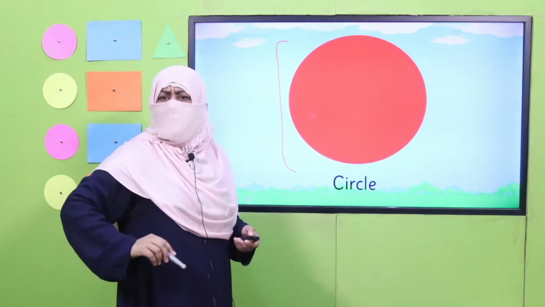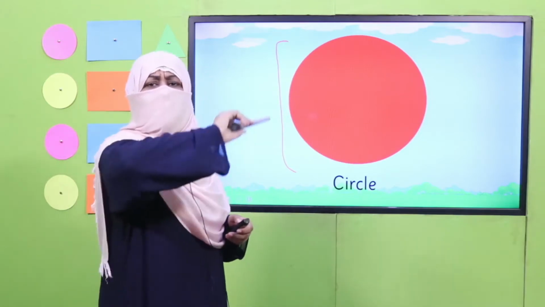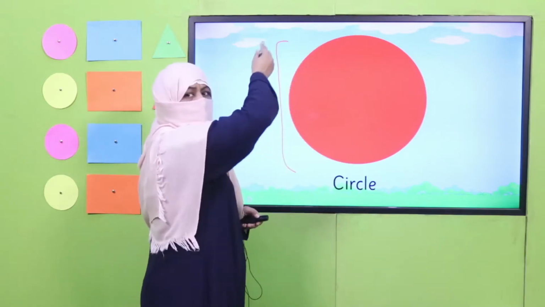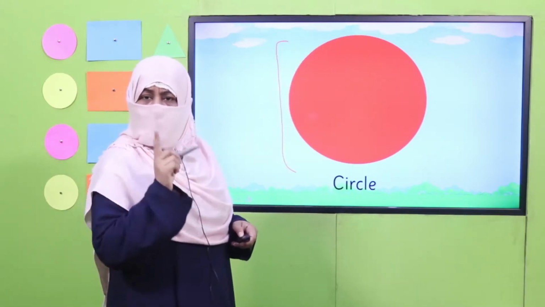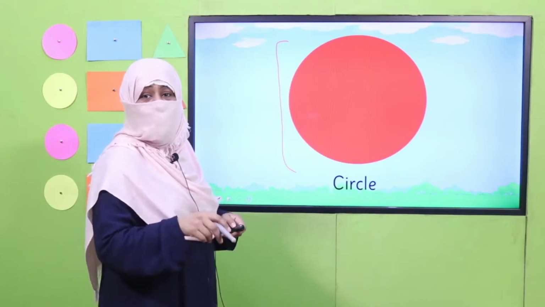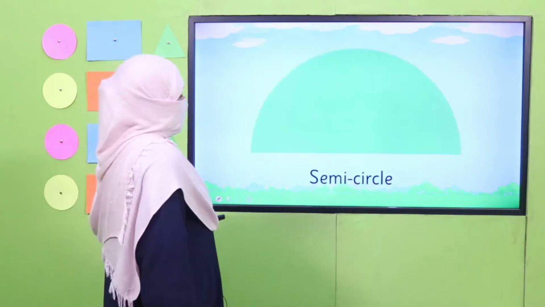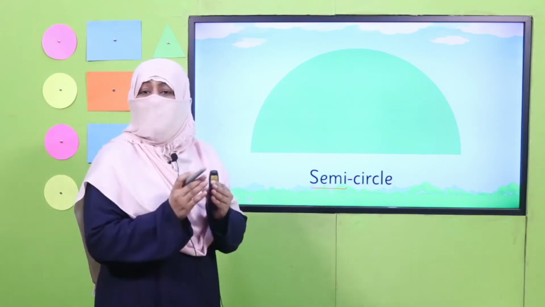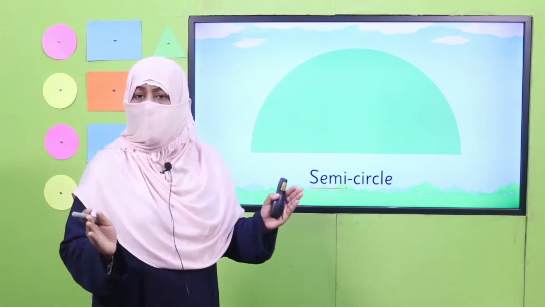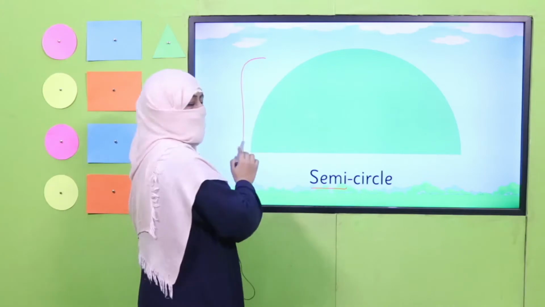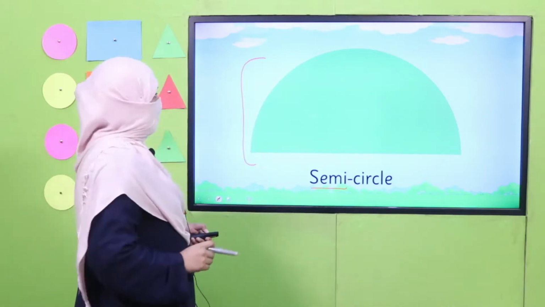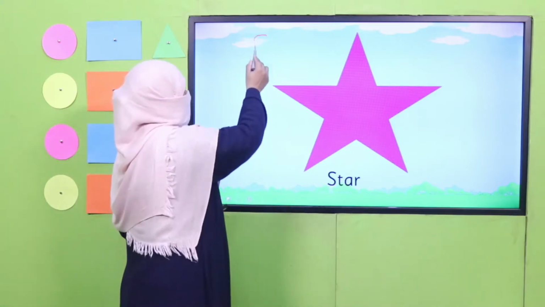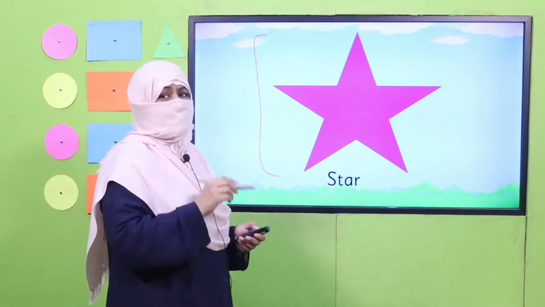So it is a circle. What is a circle? Circle is a line which is round. It starts from one point and then it goes on in a round shape. Inshallah, today I'll teach you how to draw a circle. The next shape is semicircle. Semi means half. When you cut a circle into two halves, it becomes a semicircle, right? This shape is star. You know it, and we learn to draw it in next grade, inshallah.